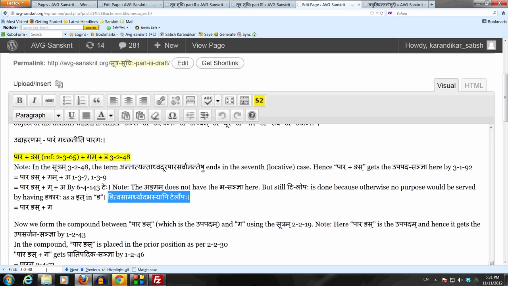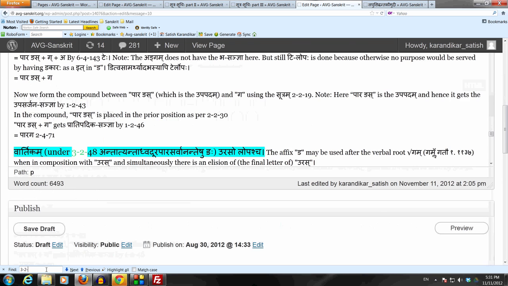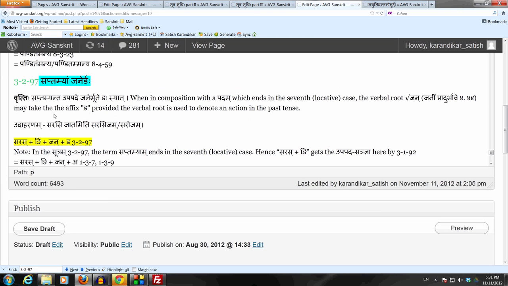So let us take an example of this sutram 3-97. The example here is sarasi jatam iti sarasijam sarojam va. So something which is born in the lake, which has been born in the lake. It's in the past tense. Something which was born in the lake. Saras, the pradvidikam, means a pool of water, a lake. So sarasi jatam iti sarasijam sarojam va. Hence it means a kamalam, a lotus, that which is born in the lake.